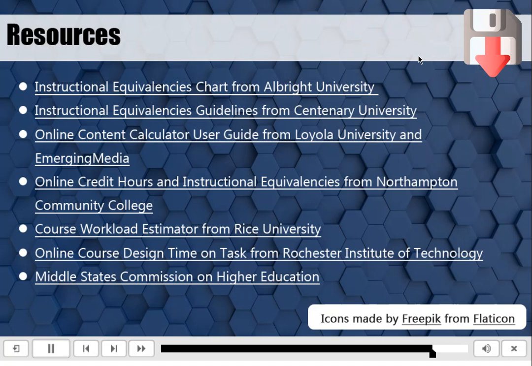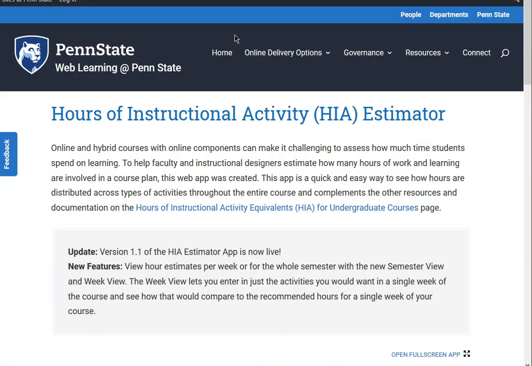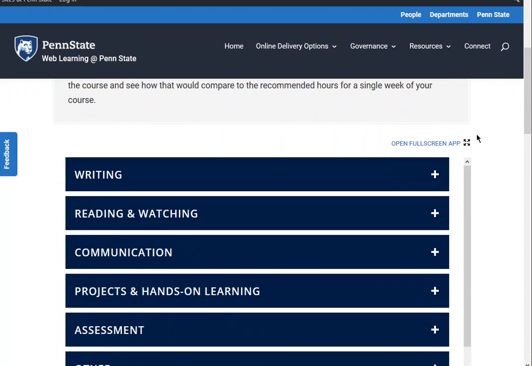These are some helpful resources, and I can make these available as well. One of the best resources out there, however, is from Penn State. Penn State has an hours of instructional activity estimator. This is for the instructor who's trying to determine, have I done too much in my course or have I not done enough in my course? So this is pretty simple to use.